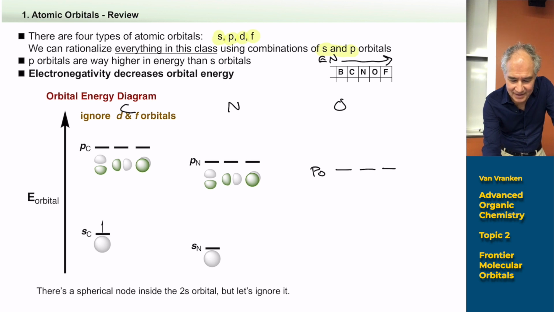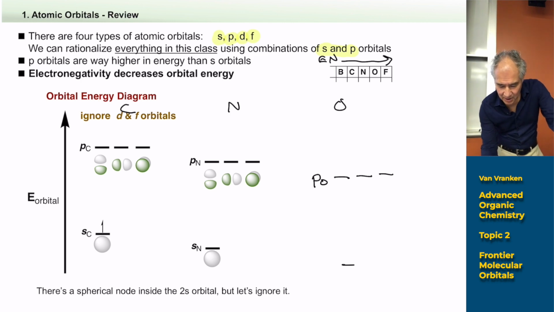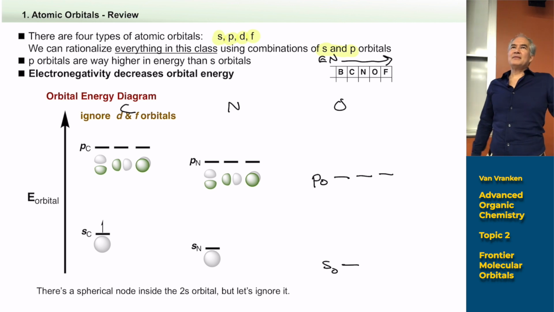I don't like that. That's not low enough for me to see the difference. Let me make it look more low. You draw it down here. There we go. There's those p orbitals, lower in energy. And the s orbital, even lower in energy. And you get the idea.